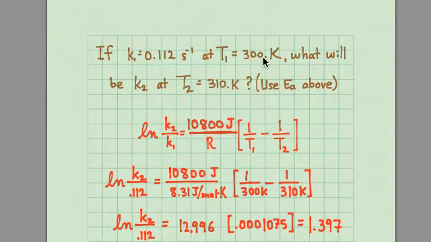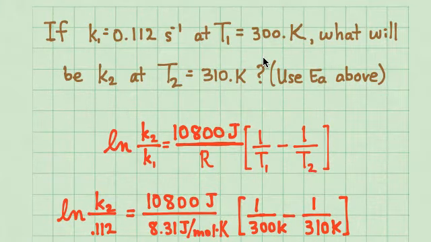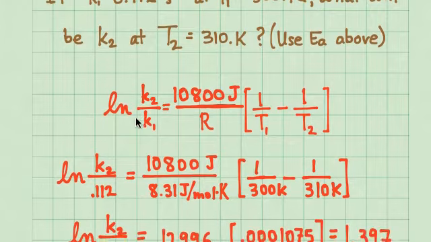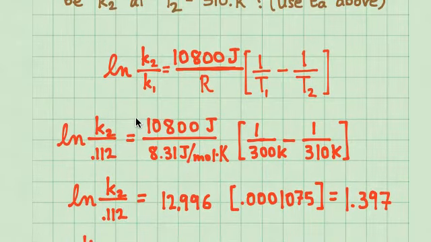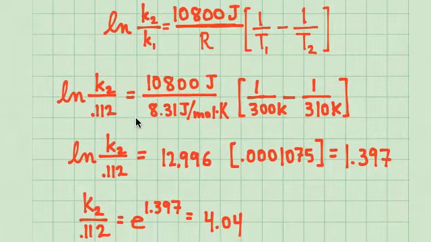And for example, what if I had a rate constant of 0.112 at a temperature close to room temperature, 300 Kelvin, but I warm it up about 10 degrees, and I'm wondering what my new rate constant would be. It doesn't matter which one you call K1 and K2, T1 and T2, as long as you are consistent. So this one might be the unknown one, this one might be the known. That would go with the 300 Kelvin, the gas constant in energy units, activation energy, and my warmer temperature.